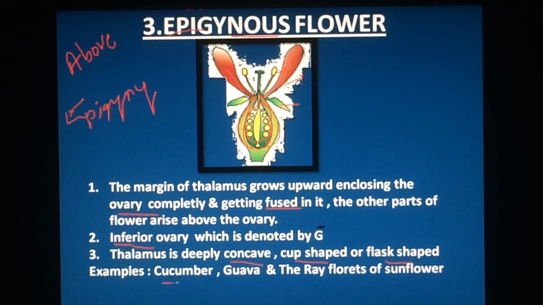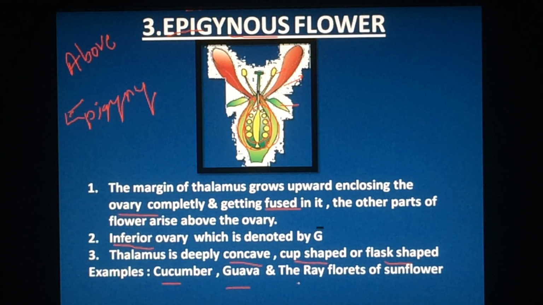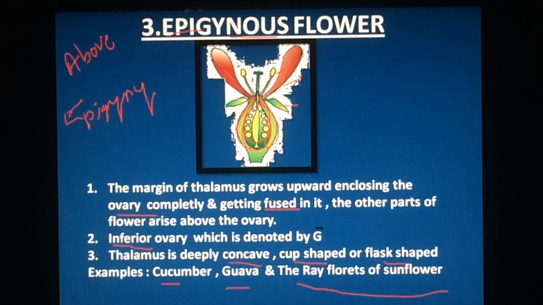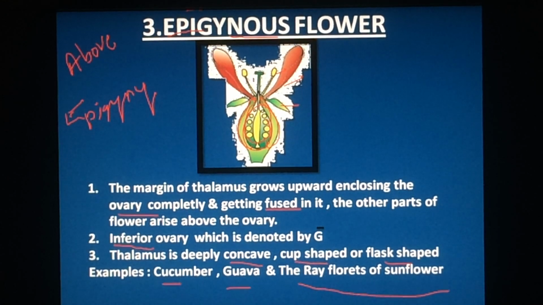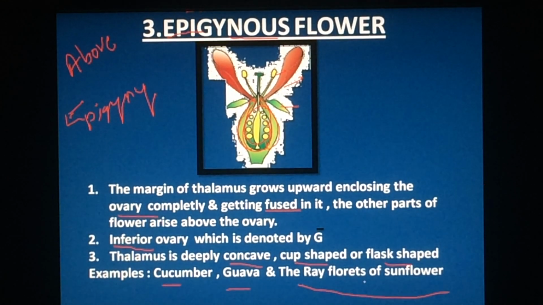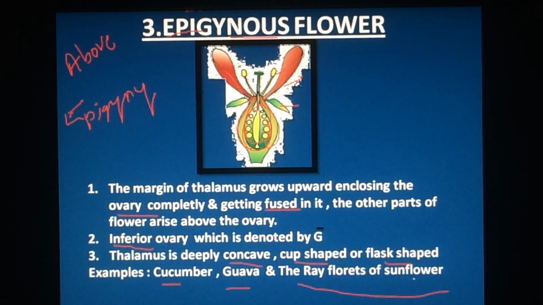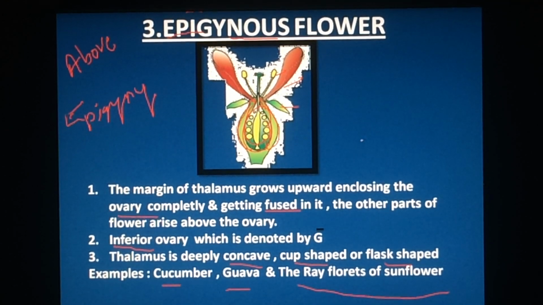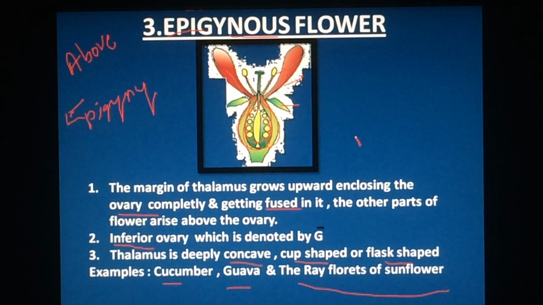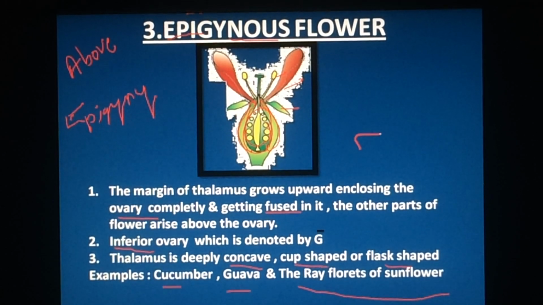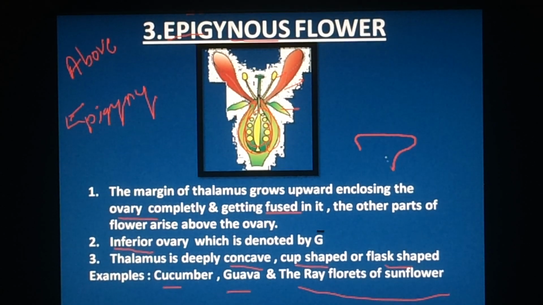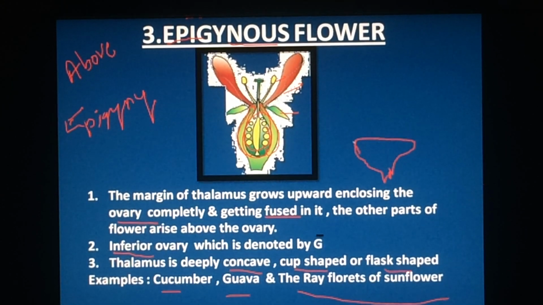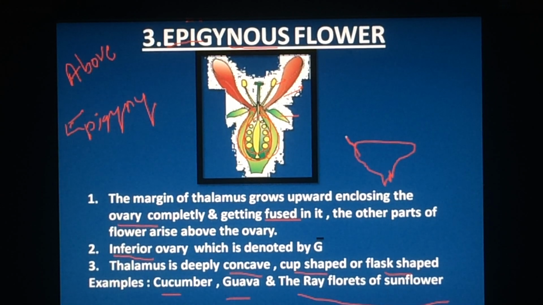Epigyny. Which are the examples? Cucumber, guava, ray florets of sunflower. So here, what is this ray floret? Sunflower, you know that it is inflorescence. If you see, structure will be like this. Sunflower ray florets. Sunflower inflorescence.